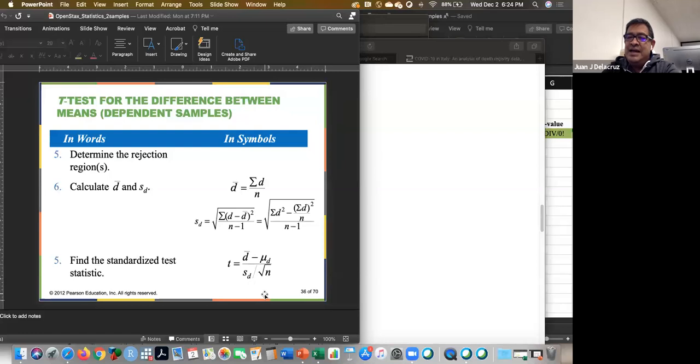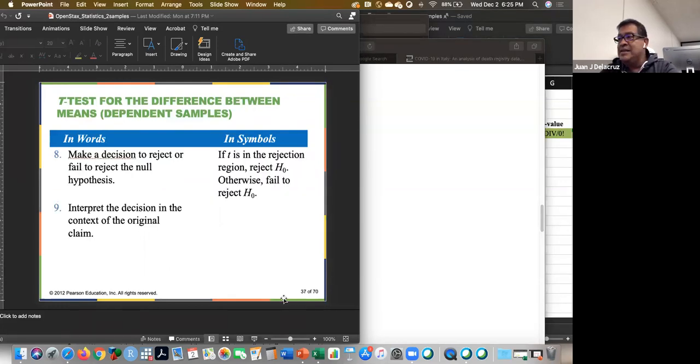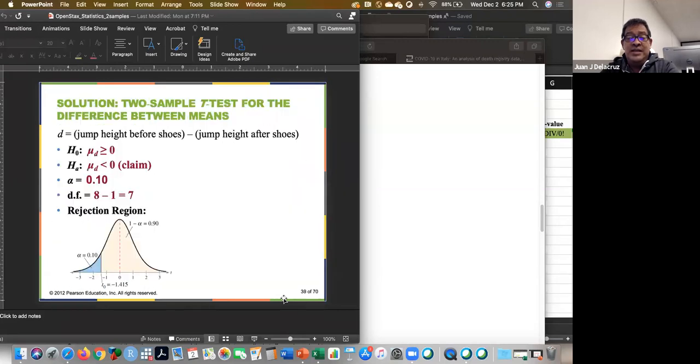So in all the cases, and we have to be very careful what we are doing, the standardized test statistic is always going to be based on that approach. Look at the difference divided by the degree of variation. So we are going to have the standardized test statistic. We compare this standardized test statistic with the critical value, and we decide whether or not to reject or fail to reject. Okay, so that's what we did in the previous cases.